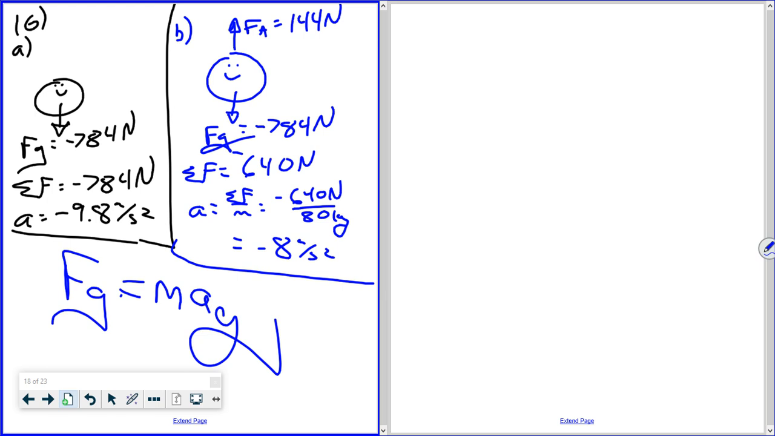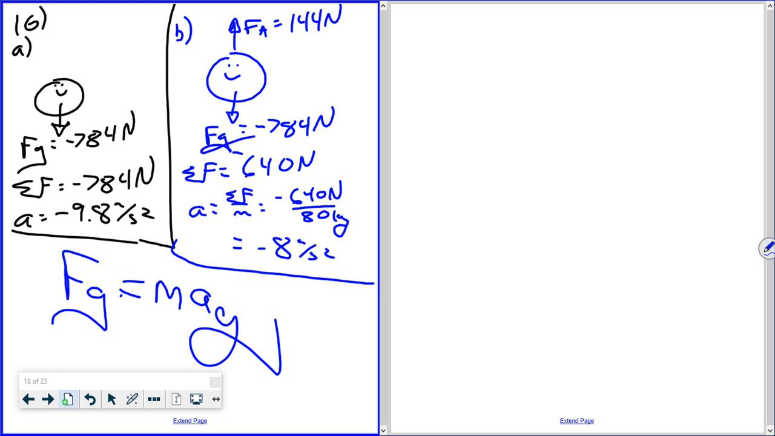We got one vote for false. What do you guys think? The acceleration's less, right? Does that mean he's moving slower? No. The idea is, as you fall, you speed up, right? So the reason this air resistance is bigger than this air resistance is because he's moving faster here.